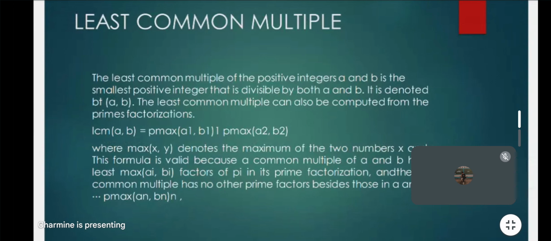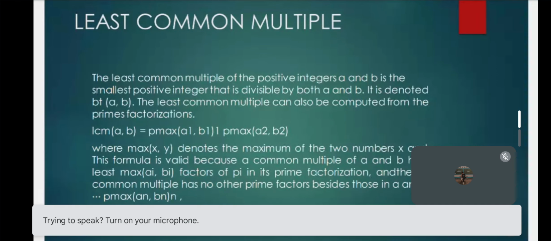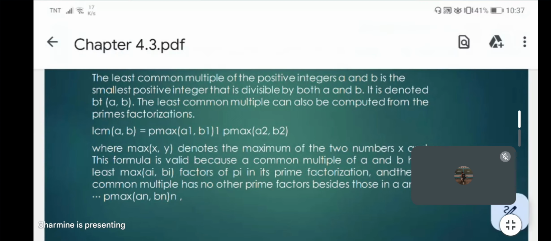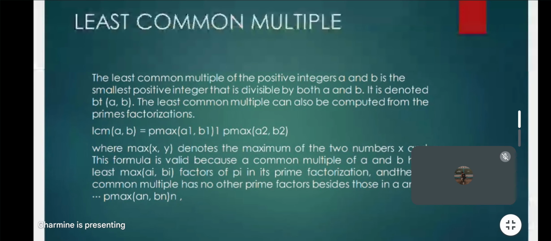The LCM, least common multiple. The least common multiple of the positive integers a and b is the smallest positive integer that is divisible by both a and b. It is denoted by LCM of a and b.